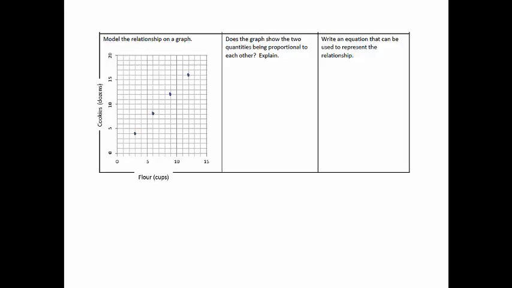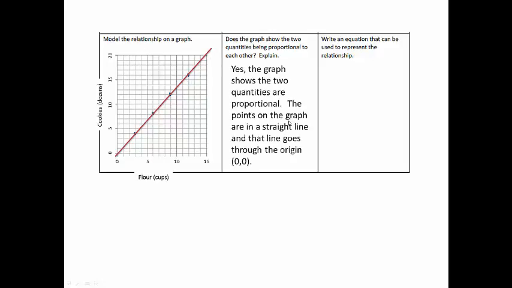The second part of this asks, does the graph show the 2 quantities being proportional to each other, and explain? Well, here we have the points on the graph, and if I draw a line through them, I can see that this line goes through the origin, and the line is straight. So yes, the graph shows the 2 quantities are proportional. The points on the graph are in a straight line, and that line goes through the origin, 0, 0.